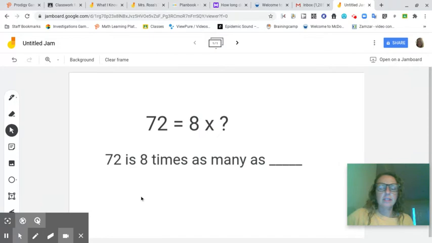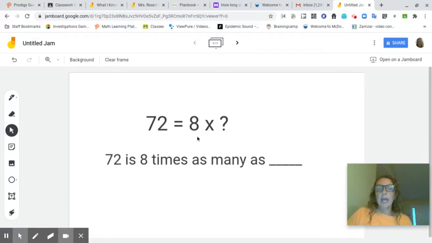This is another way you might see it written, with your product on the left and your factors on the right. It's the same thing. When you see the equal sign, you're going to say is. So 72 is 8 times as many as what? So what are we missing here? We're missing a factor. So that means we can divide to find this missing number.